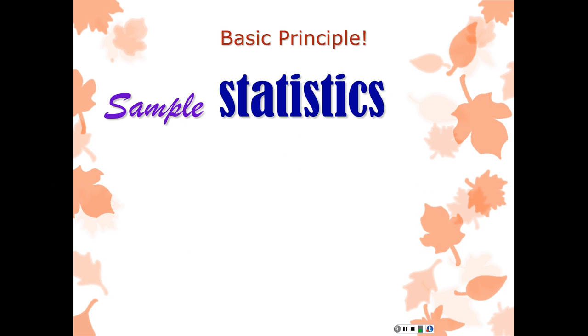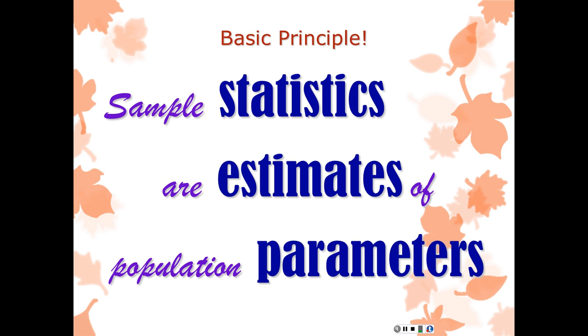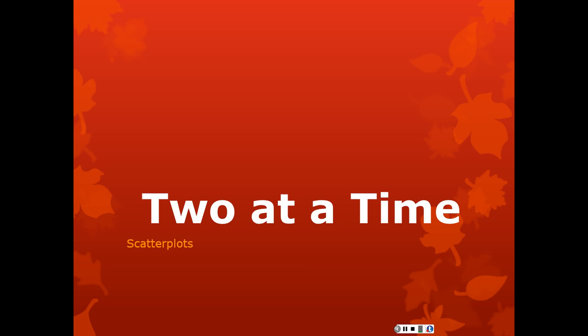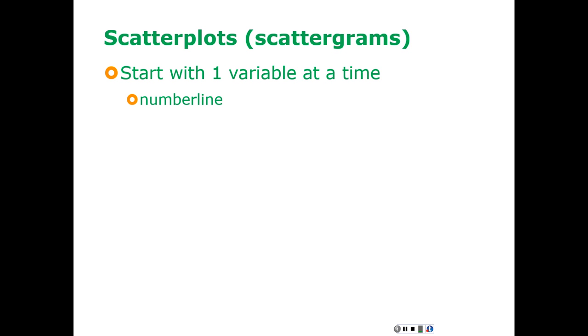Remember this basic principle, just as a way of harping on certain things so that you remember them. Sample statistics are estimates of population parameters, always. So, we're past that. Let's look at scatter plots. Scatter plots, sometimes called scattergrams, are made the same way that you make a histogram or a dot plot. You start with one variable at a time, and you apply the principles that you use to make a graph of one variable.